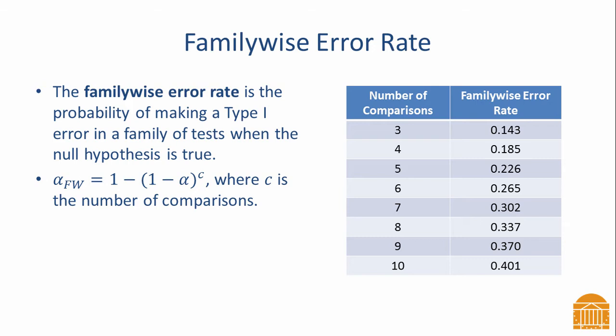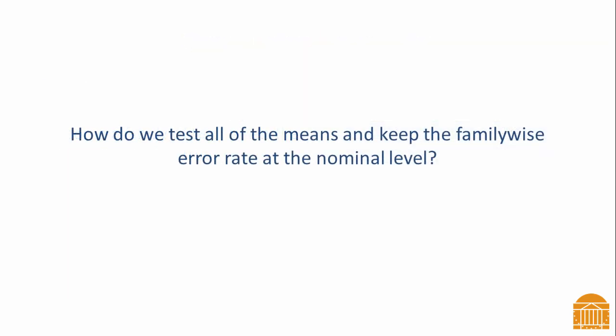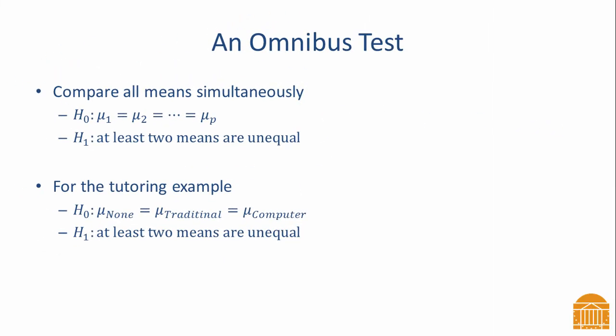We would like to compare all of the means without inflating the Familywise error rate. The question is, how do we test all of the means and keep the Familywise error rate at the nominal level? One solution is to conduct an Omnibus test, a hypothesis test that compares all means simultaneously. That is, we would like to test an alternative hypothesis that at least 2 population means are different against a null hypothesis that all of the population means are equal. For the tutoring example, the null hypothesis is that the 3 groups have the same population mean reading achievement score.